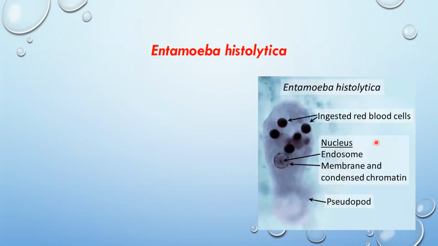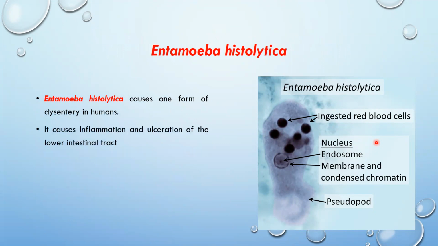Now, the Entamoeba histolytica. It causes one form of dysentery in humans, and the symptoms of the dysentery are diarrhea. It causes inflammation and ulceration of the lower intestinal tract.